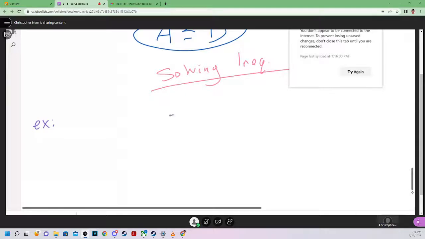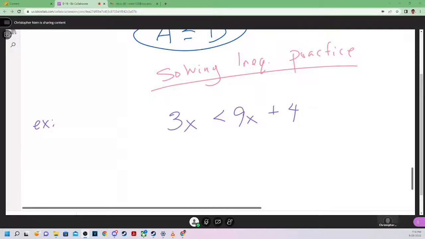3x is less than 9x plus 4. Now, with the inequality, you treat it the same way as you would treat a normal equality. The only difference that you will be working with is your solution, and if you divide or multiply by a negative, you have to swap directions. Those are the main differences. So in this case, when we solve a linear equation, we have to move all the x's to one side. They are not all on one side. So let's subtract 9x from both sides.